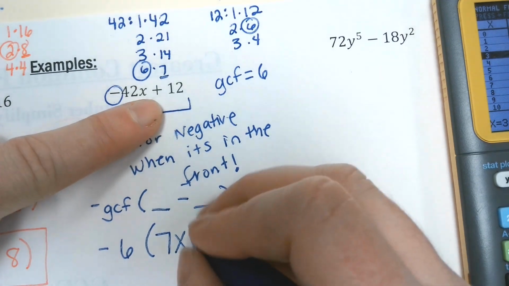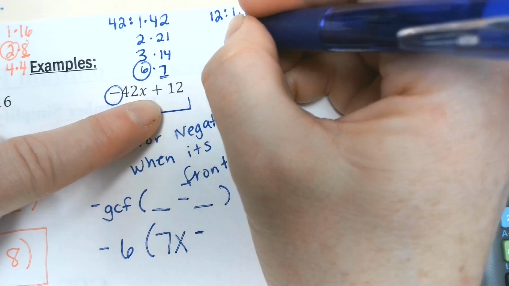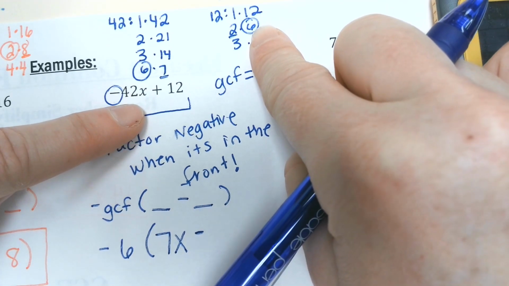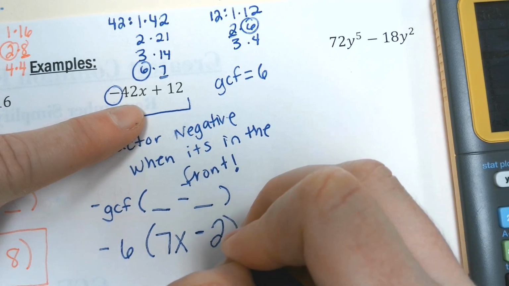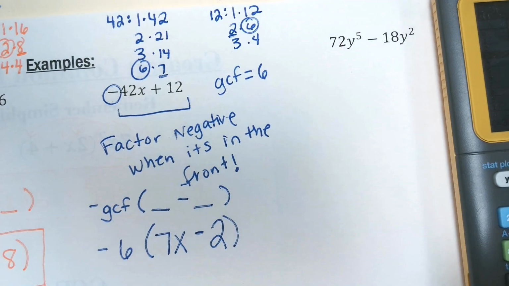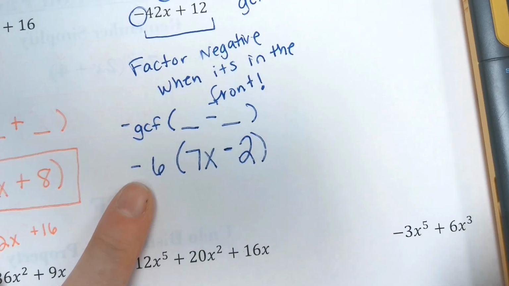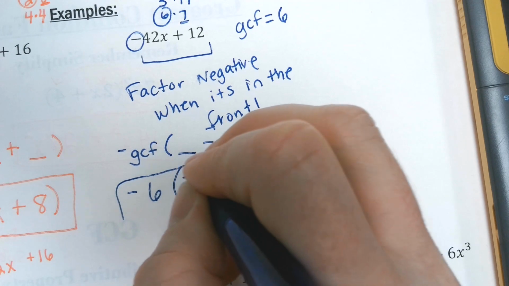And then the 12, this is going to be minus because we pulled out a negative, which changed our signs. So we look over here. For 12, the partner or the factor with 6 is 2. So it's -6 parentheses 7x minus 2. Put a box around it.